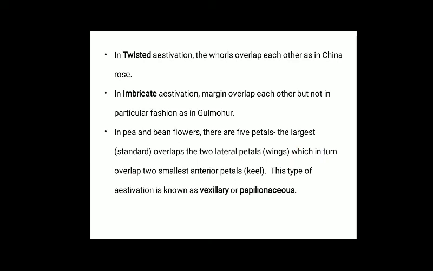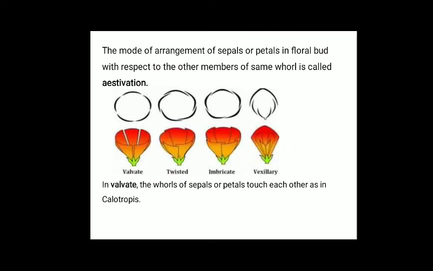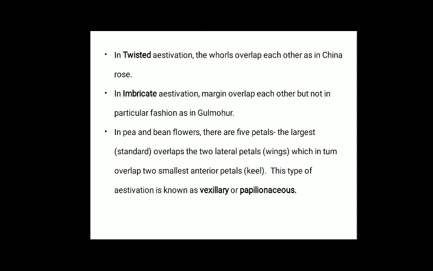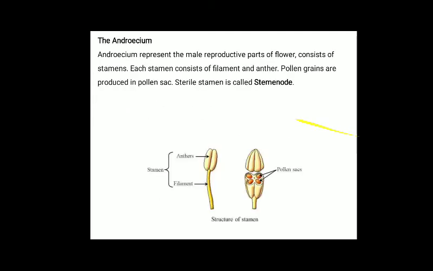Then the last one is vexillary or papilionaceous aestivation. So in this case the flower has five petals. Two are larger and united. If you see this example correctly, in pea and bean plants there are five petals. The largest petal is called standard, which overlaps the two lateral petals called wings, which in turn overlap the two smallest anterior petals called keel.